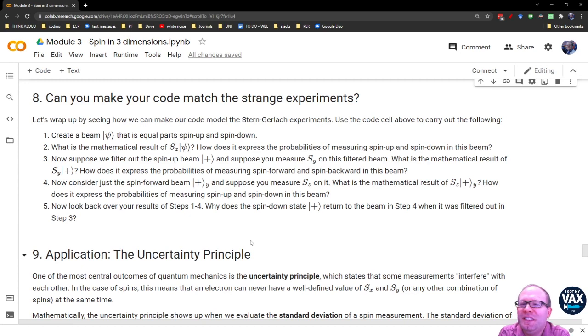The next set of questions asks you to take your code and use it to match the experiments we did way back in Module 1, when you were using the simulated Stern-Gerlach experiment. You were able to get all these interesting outcomes where you could separate spin up and spin down, take all the spin up, separate them into spin left and spin right, and then separate those again into spin up and spin down. I thought the spin downs got separated out farther below. We want you to use this code to create a simulation that matches those experiments using the matrix math.